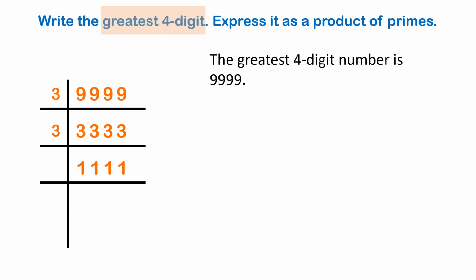And now we take the next prime number 7 and do the divisibility test. So first we double the last digit of 1111. That is 1 multiplied by 2 is equal to 2, and subtract it from the remaining digits, which is 111 minus 2 is equal to 109. Since 109 is not divisible by 7, the entire number 1111 is not divisible by 7.